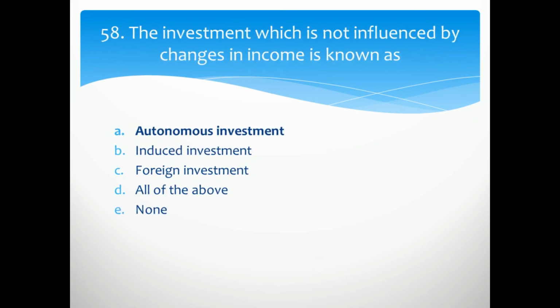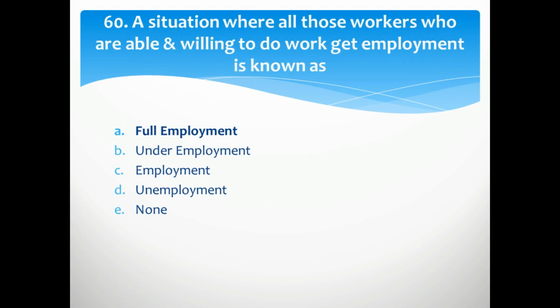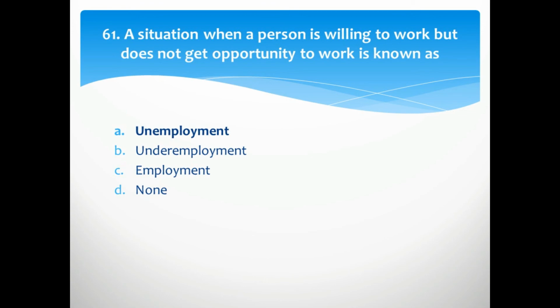The investment which is not influenced by changes in income is known as autonomous investment. The right option is A1. A situation when a person is able and willing to do a job and gets employed is known as employment. A situation where all those workers who are able and willing to do work get employment is known as full employment. A situation when a person is willing to work but does not get an opportunity to work is known as unemployment.